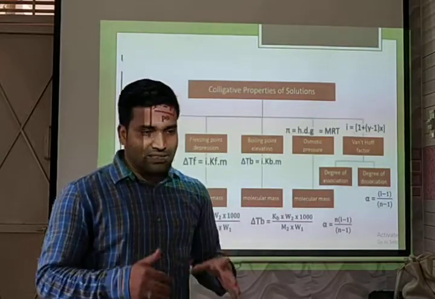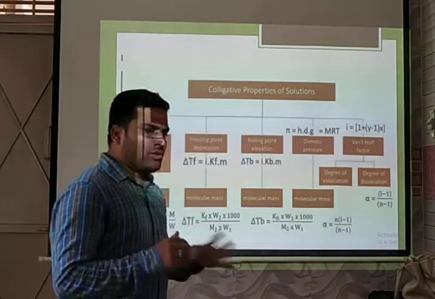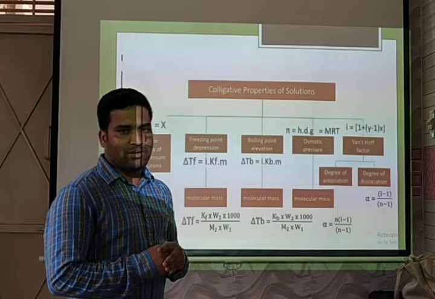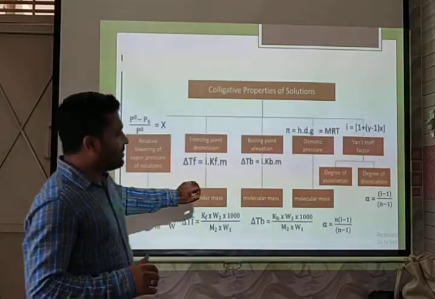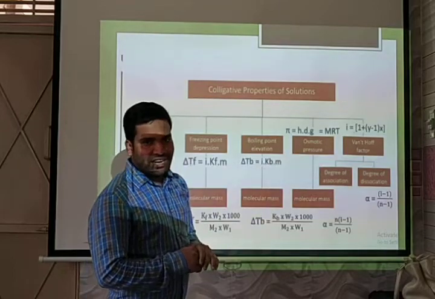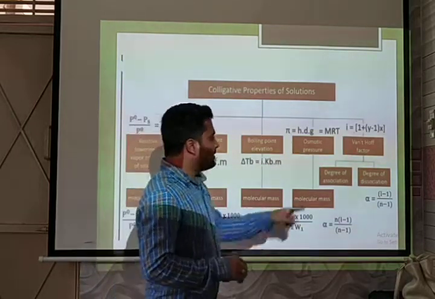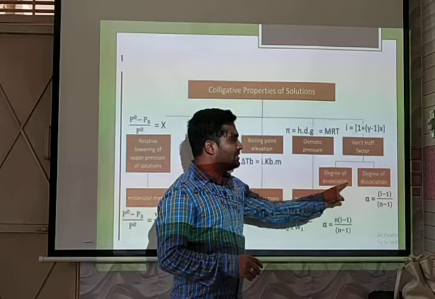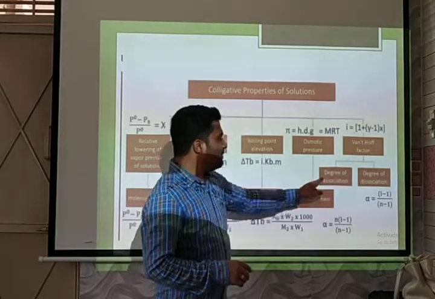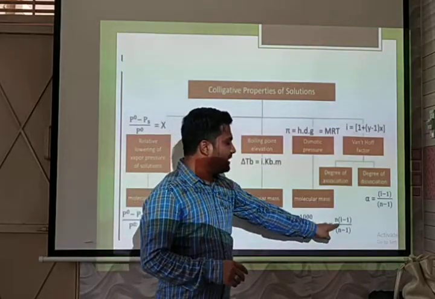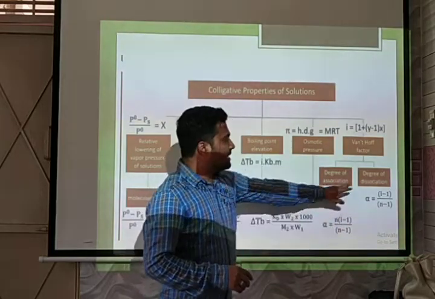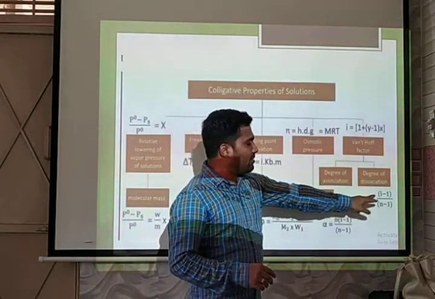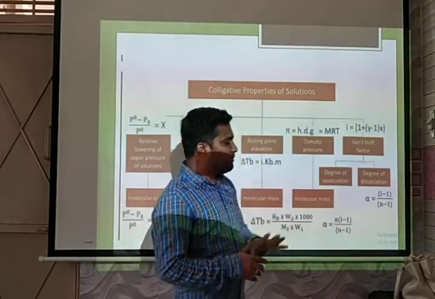The Van 't Hoff factor is a term used to solve for abnormal molar masses. Abnormal molar masses come because of association and dissociation, so we need to introduce the Van 't Hoff factor, denoted by i. Here we have two types: degree of association and degree of dissociation. For degree of association, alpha is equal to n into (1 minus i) divided by n minus 1. In case of degree of dissociation, alpha is equal to (i minus 1) divided by n minus 1.